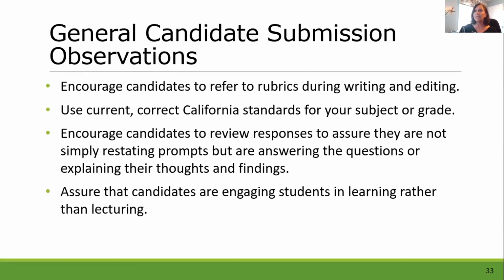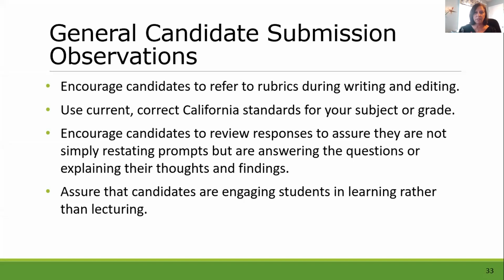The second thing we want to point out is that we want to make sure you're using current and correct California standards. We want our candidates to understand they are pursuing a California teaching credential. The California student academic content standards that are published on the Department of Education website, that are linked to in the assessment guide, are the standards they should be using. An important point to add here is if you do have English learners in your classroom that you tell about in the context section in step 1, we do need to see English language development standards used in the instructional planning.